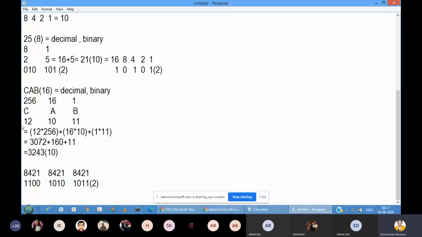So C value is 12. How do we get 12? 8 plus 4, so remaining digits 0. 10: how do we get 10? 8 plus 2, so 8's place 1, 2's place 1, remaining digits 0. Then we need 11. How do we get 11? Odd number, so 1 in the 1's place, then 8 plus 2 is 10.